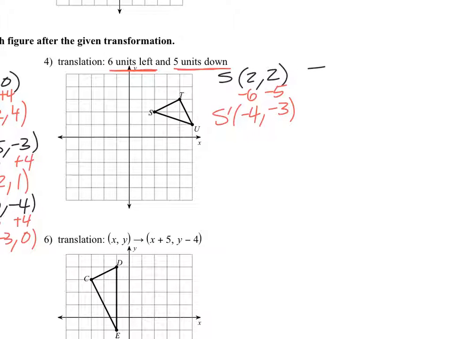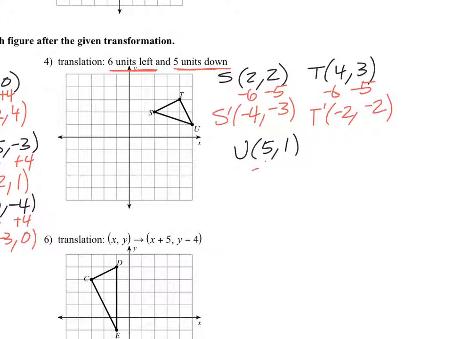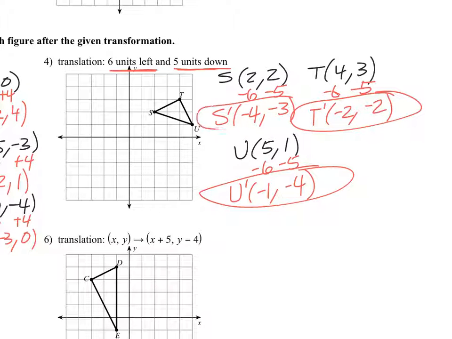Okay, where's T at? T is at 1, 2, 3, 4. 1, 2, 3. So I subtract 6, subtract 5. So T apostrophe would be at -2, -2. And then U is at 1, 2, 3, 4, 5, 1. Subtract 6, subtract 5. U apostrophe would be at -1, negative 4. And those are my new coordinates here. There, there, and there.